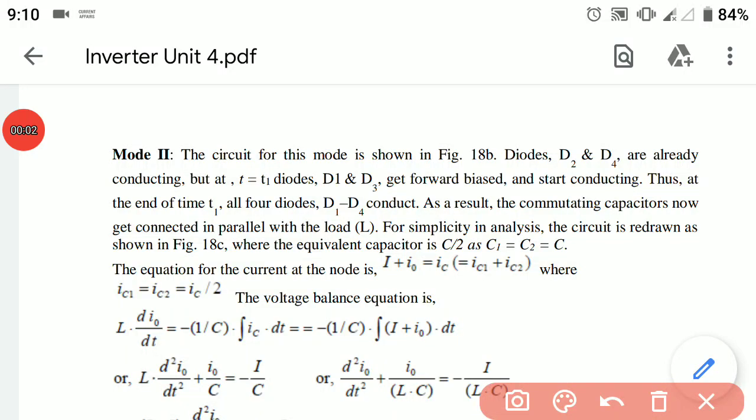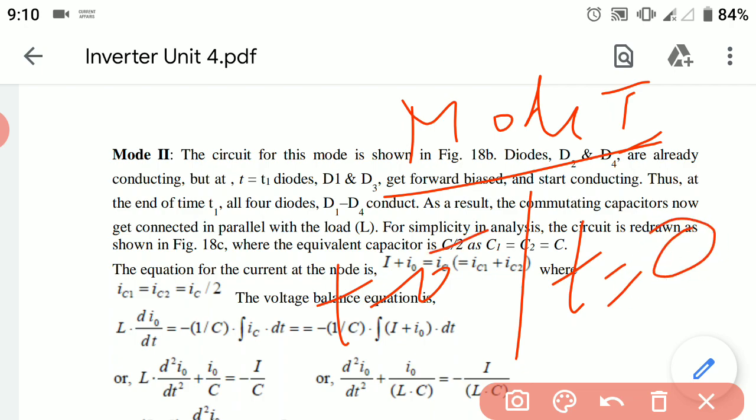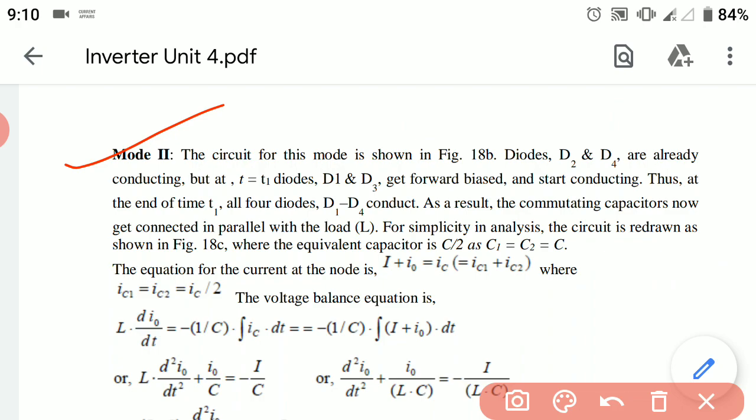Now coming on to mode second. In mode second, the time instant will be t is equal to t1. Actually, we have bifurcated mode 1 into two time slots, that is t is equal to 0 minus and t is equal to 0. Here the mode 2 has only one time slot, that is t is equal to t1.